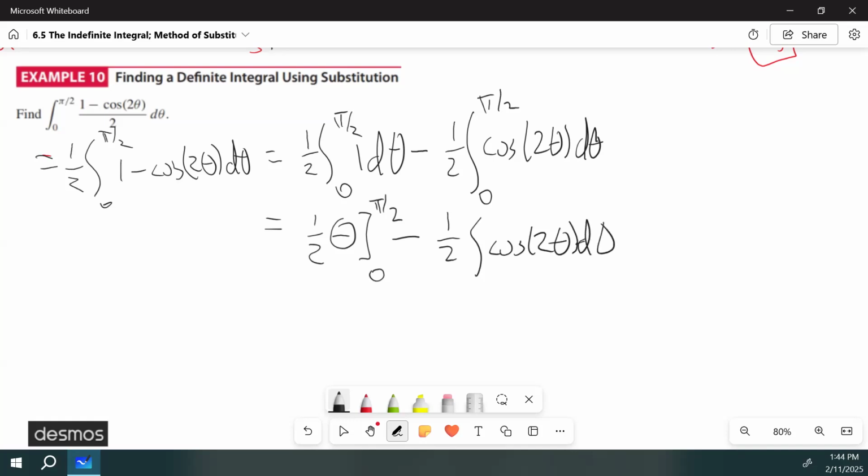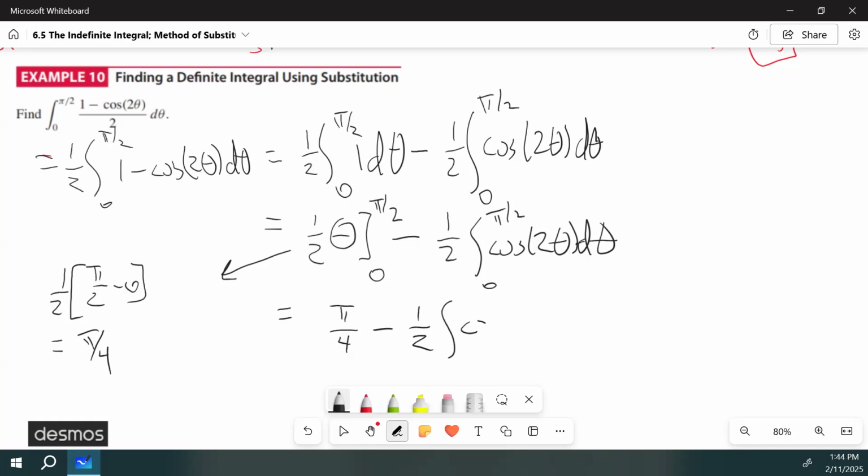I haven't done that part yet. I'm building up to it. So it's going to be pi over 2. All right, so we can actually evaluate this part. It would be 1/2 times pi over 2 minus 0, which is equal to pi over 4. Okay, so this could further simplify to pi over 4 minus 1/2 the integral of cosine 2 theta d theta from 0 to pi over 2.